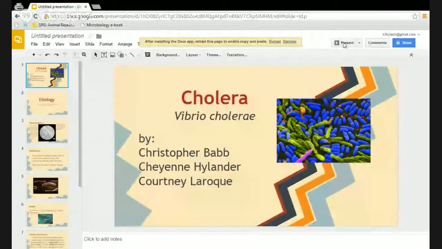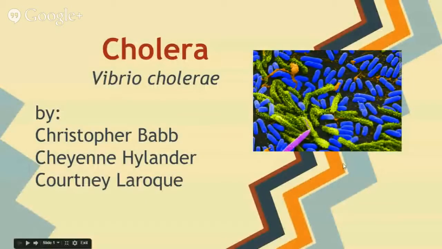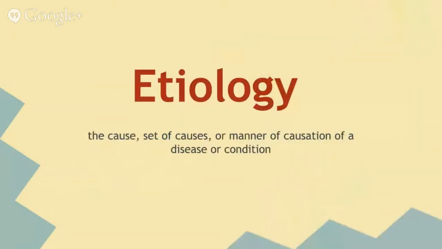Cholera's scientific name is Vibrio cholerae. Today I'm going to be talking about the etiology as well as the reservoir for cholera, and Courtney will then start after me with signs and symptoms. Etiology just describes the disease itself. The actual definition is the cause, set of causes, or manner of causation of a disease or condition.